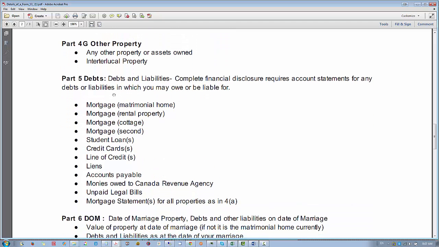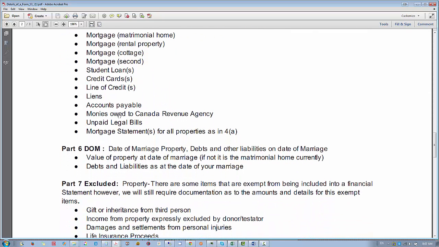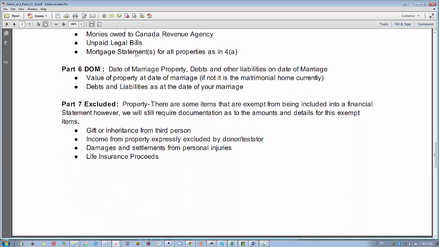Then the other part of your banking life here is the part 5, debts. This is debts and liabilities. So here we want to know everything about your debt: mortgages, rental property, could be cottage, mortgage on a property, mortgage on a second mortgage, student loans, credit cards, line of credit, any liens, accounts payable, monies owed to Revenue Canada, unpaid legal bills, mortgage statements for all the properties.